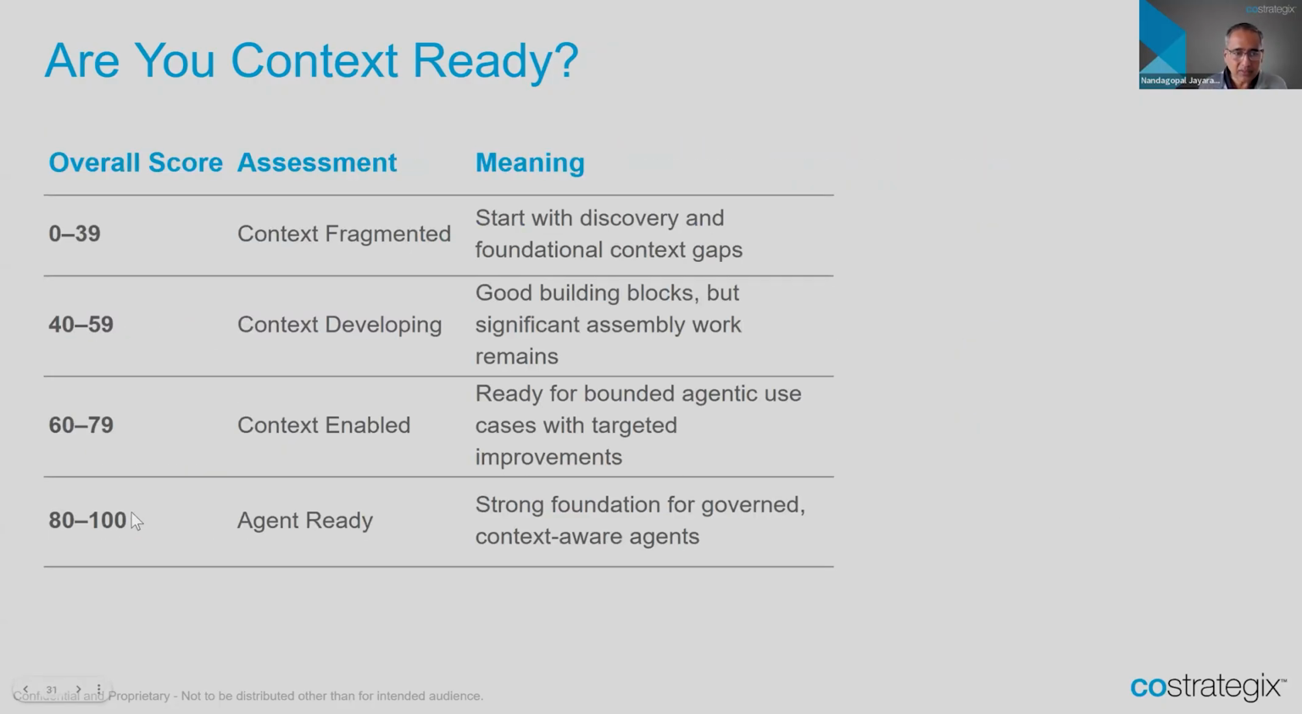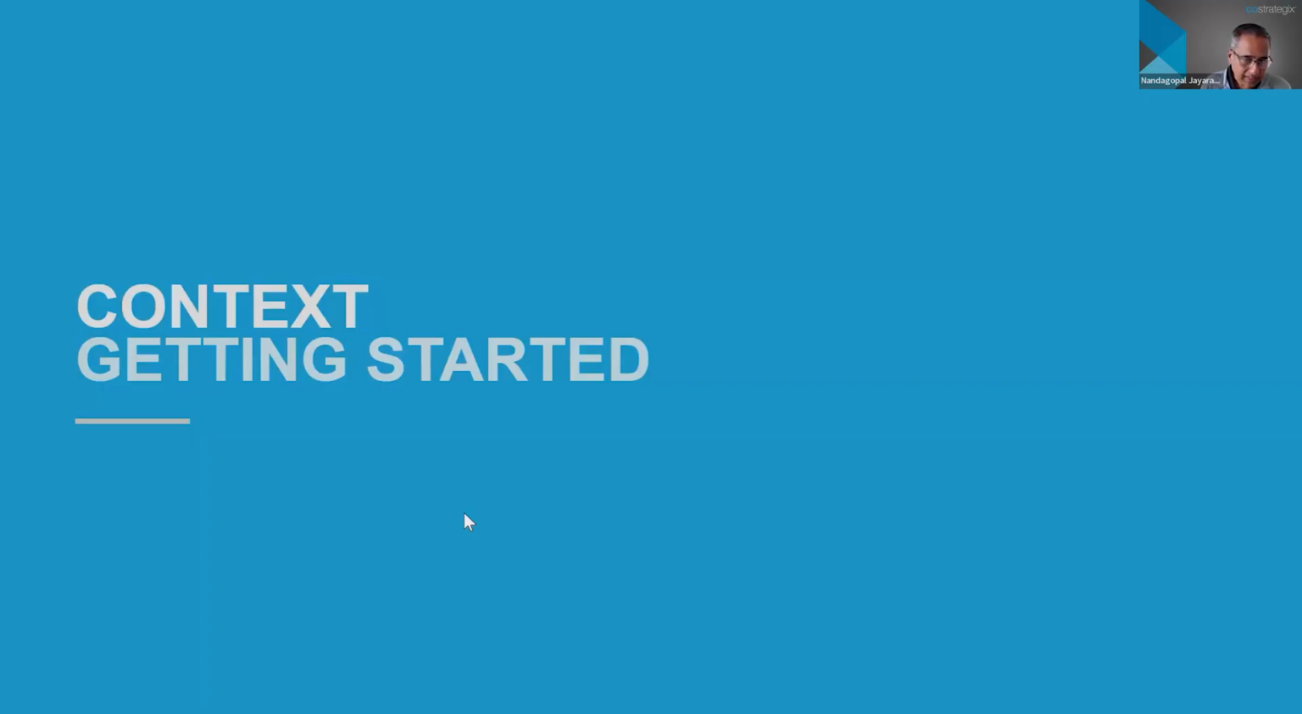But when you do, like 0 to 339 or so, that's fairly fragmented, which is generally where organizations are. And again, you can see this graduating level of the score and where one might fall. But the important point here is you don't have to be in the 80 to 100 to declare agent readiness. In fact, it's the other way around, right? And that might lead to the next section: how do we get started?